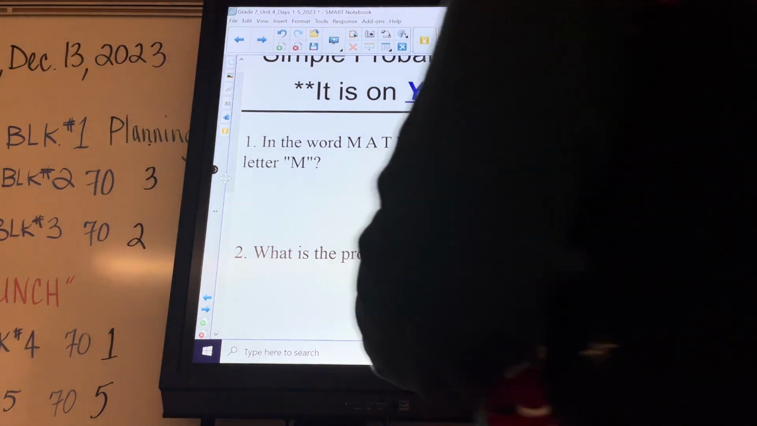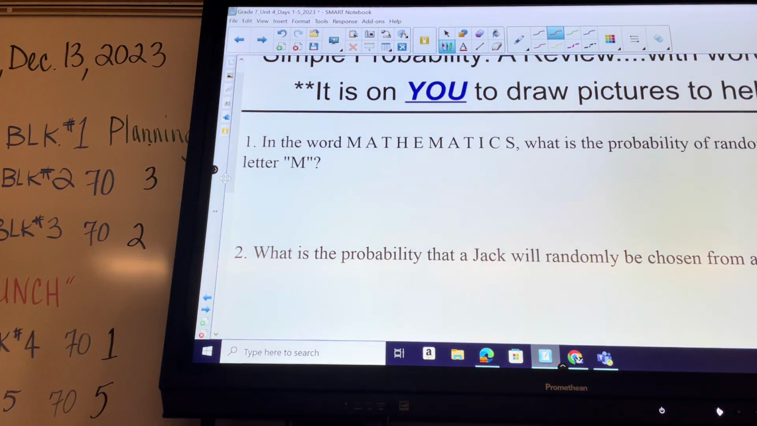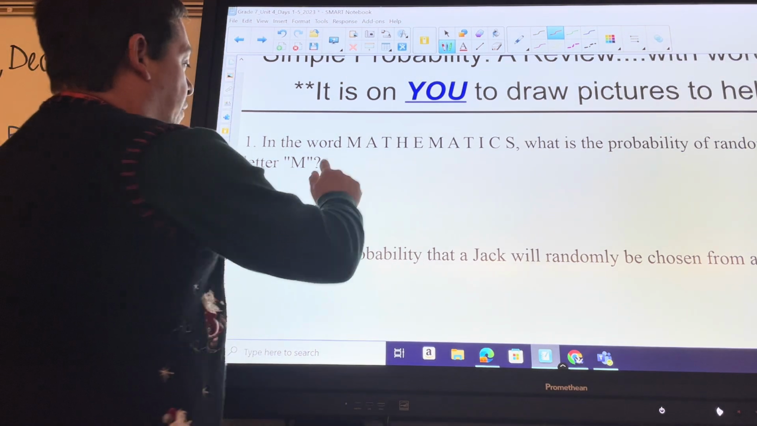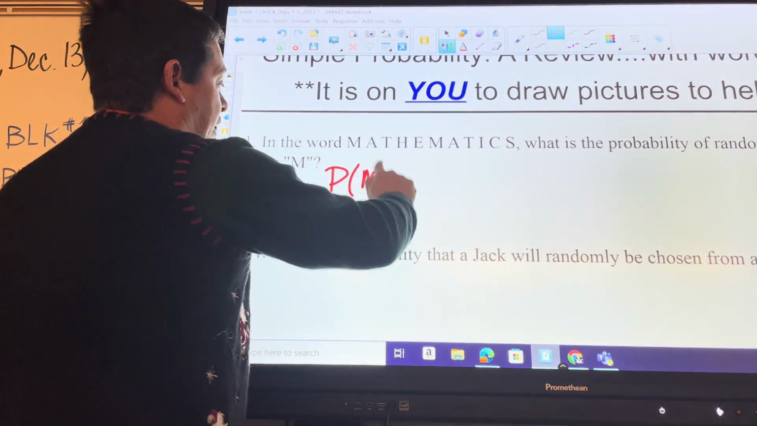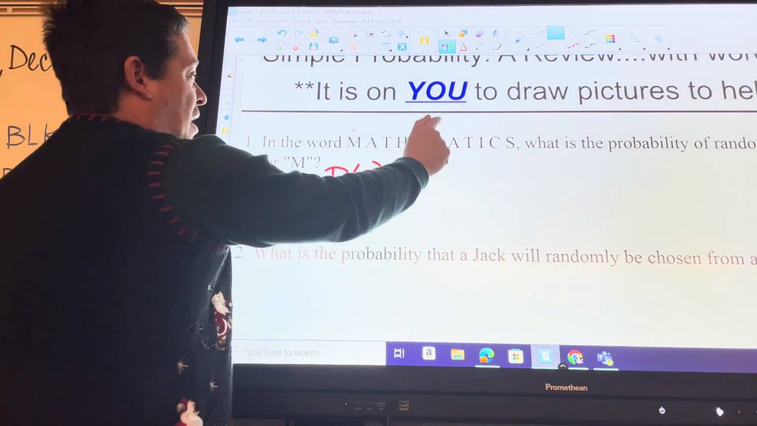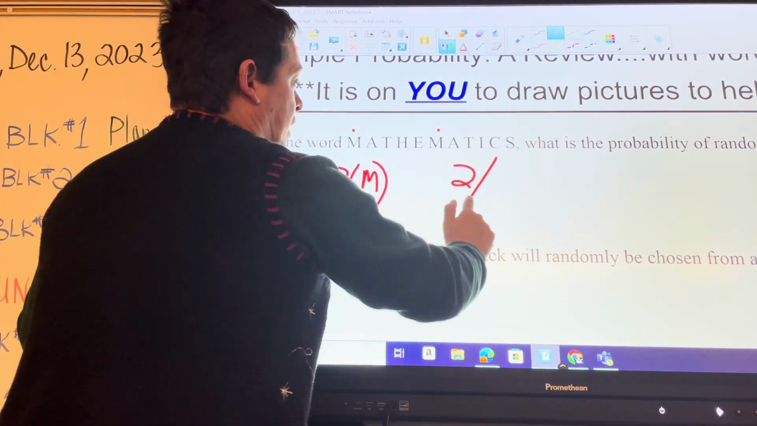All right, the key for this is using strategies. So in the word mathematics, what is the probability of choosing the letter M? First, I want to think about, okay, I want the probability of an M. So let me find out. Wow, there are 2 M's in that word.